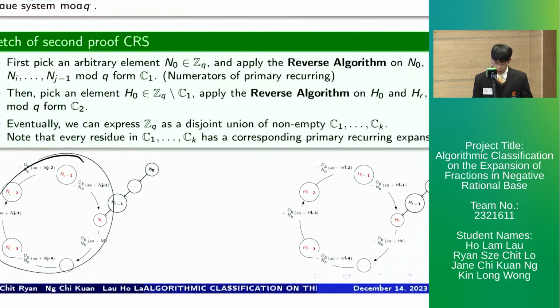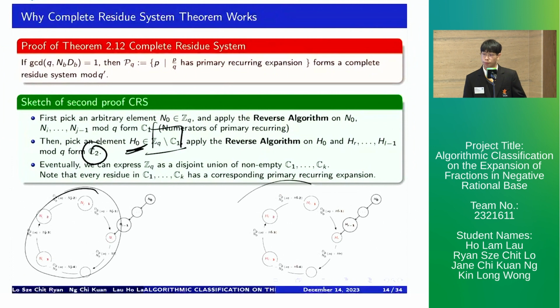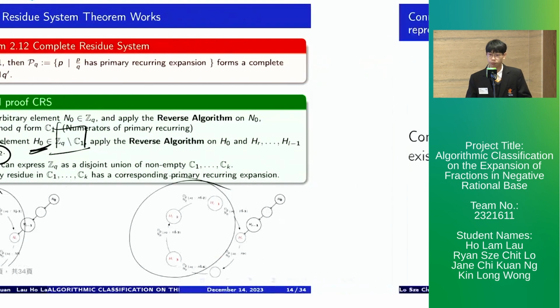Now we'll pick an element H0 in this set, and we'll construct the set C2 similar to how we constructed the set C1 before. Eventually, we can express set Q as a disjoint union of non-empty C1 up to Ck's, which proves the complete residue system theorem, because every residue in those sets corresponds to a primary recurrent expansion.